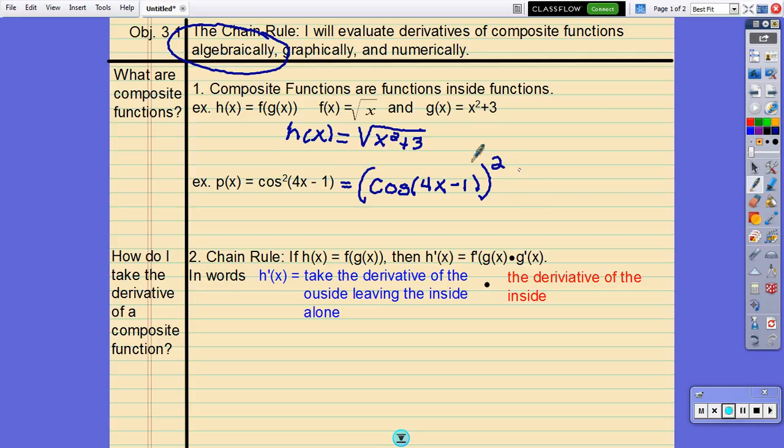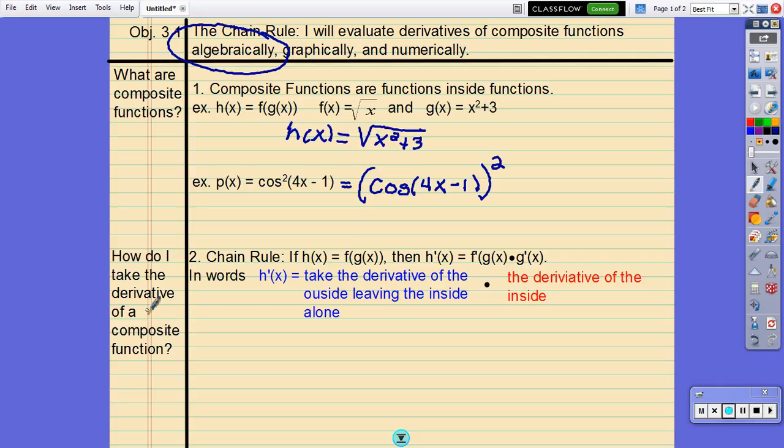So if you go to the very inside function here is a 4x minus 1, which is inside of a cosine, which is inside of a power squared. Okay, so in this case, we have a composition where we have 3 layers. The very inside, the next one, and then the last one. Okay, so that's really a composition of functions inside of functions. So the goal is going to be to take derivatives of things that look like this. So the question is, how do I take the derivative of a composite function?